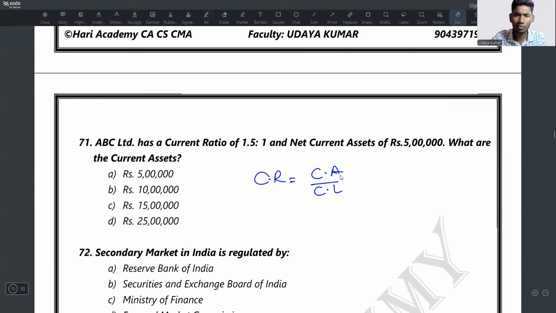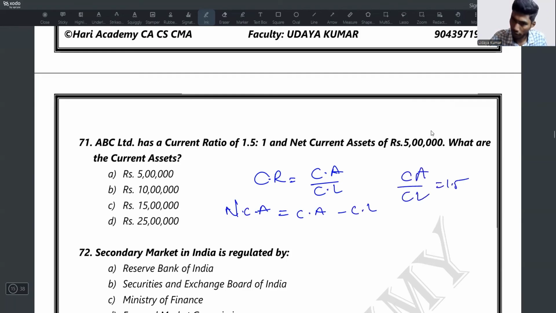And what are the remaining things given here? Net current assets, which is given as 5 lakh. So net current assets is nothing but current assets minus current liabilities, right? And current assets divided by current liabilities is equal to 1.5. Clear? So then ultimately current assets is equal to 1.5 current liability. Clear? So if you substitute the values, current assets minus current liability is equal to 5 lakh.